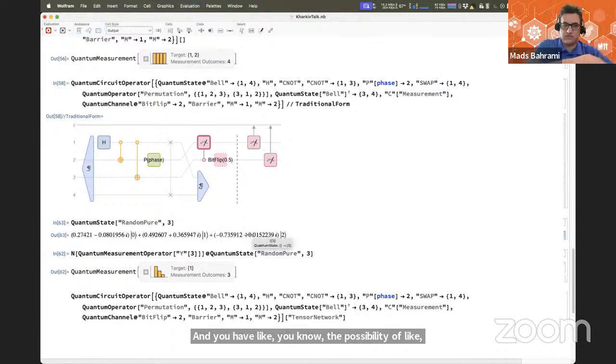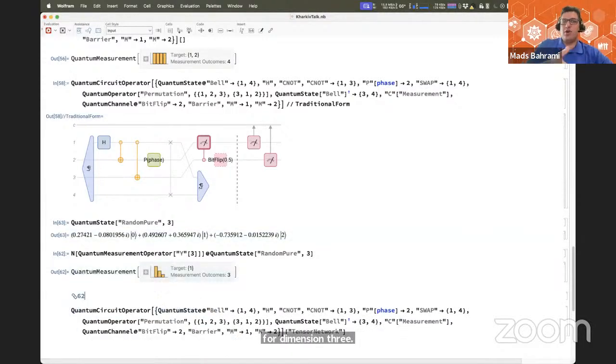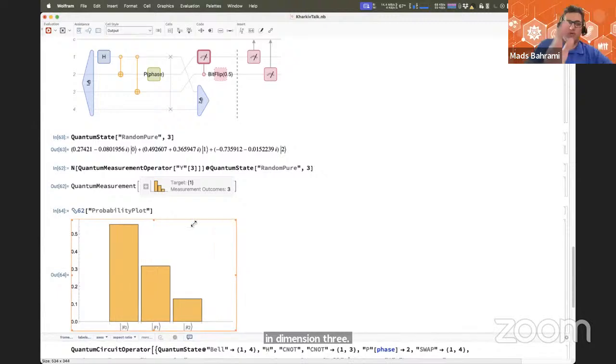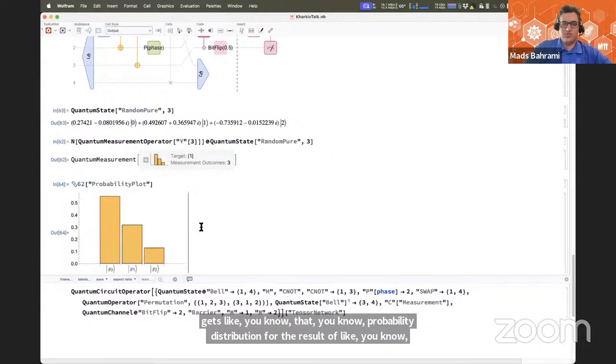For example, look at the initial state. Nick is creating a random pure state following the Haar measure for dimension 3. Then he measures a generalized Pauli Y in dimension 3. He gets that probability distribution for the result of the measurement. So that's basically a quantum computation that you do in dimension 3.